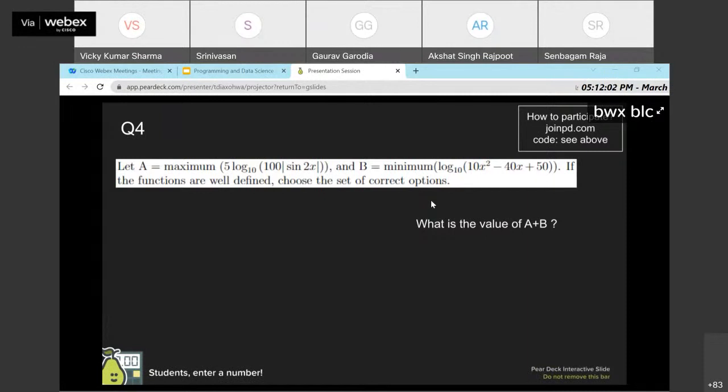What about B? For B, the quadratic, we have to find the minimum value of the quadratic function. So we will differentiate it first, and we will get 20x minus 40 is equal to 0. So x will be 2. So we will put the value here in the quadratic expression. At x equal to 2, we will be getting the value of the quadratic expression as 10, and log 10 is 1. So the minimum value of B will be 1. So 10 plus 1 will be 11. So the answer is 11.